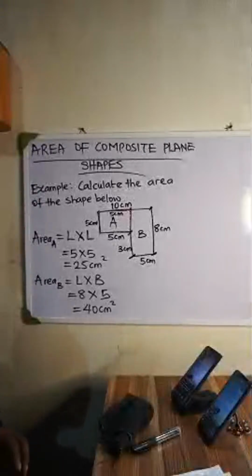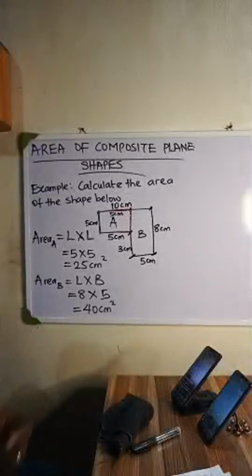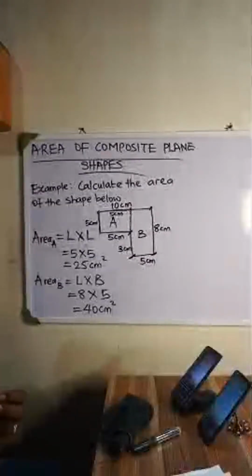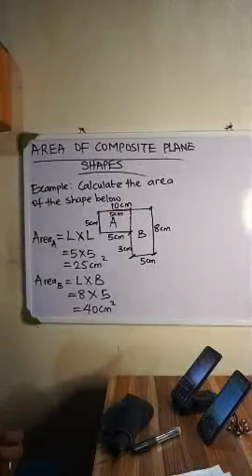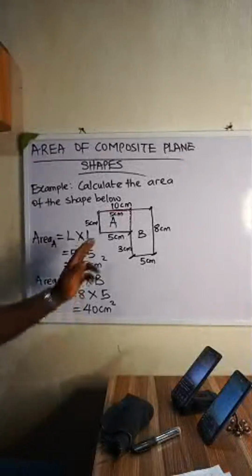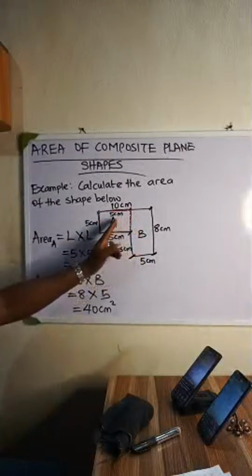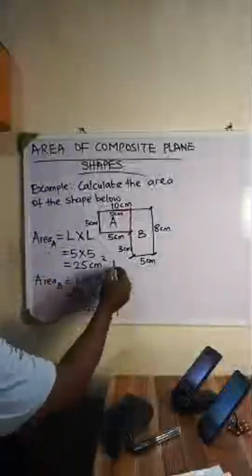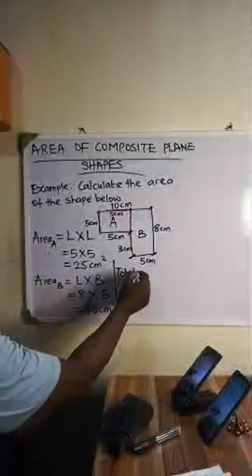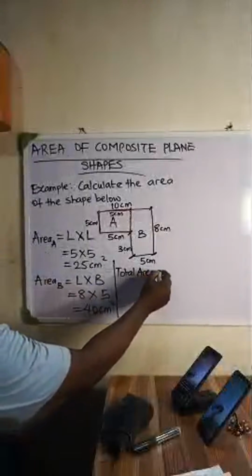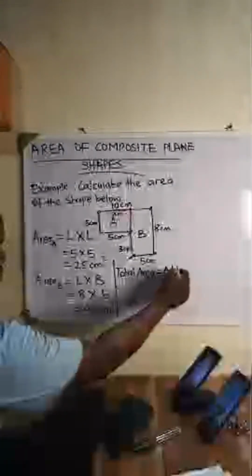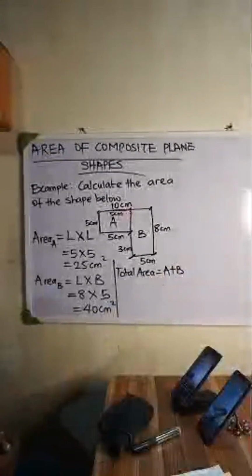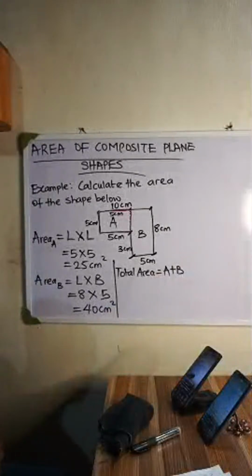So we have calculated the area of shape A, and we have 25 centimeters square. We've calculated the area of shape B, we have 40 centimeters square. Therefore, the entire area of this composite plane shape is A plus B. So total area is equal to A plus B.